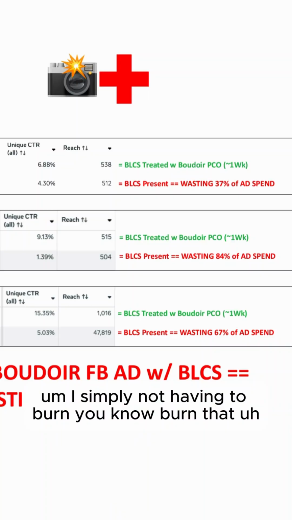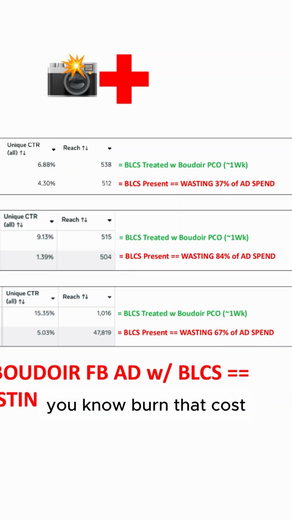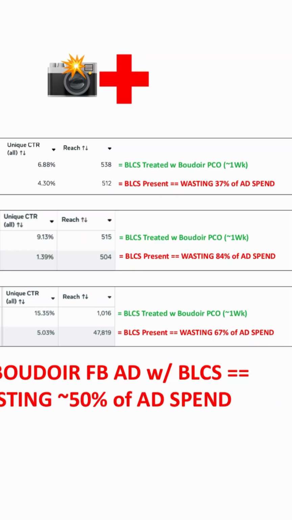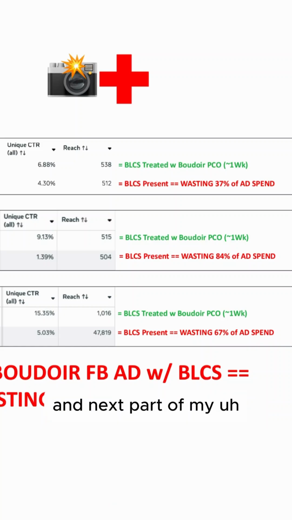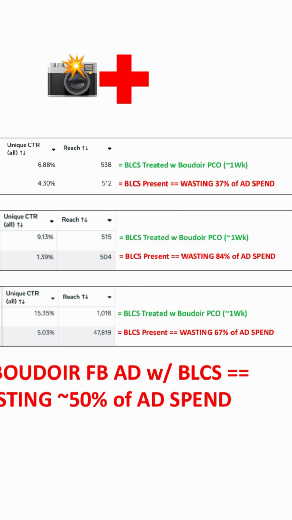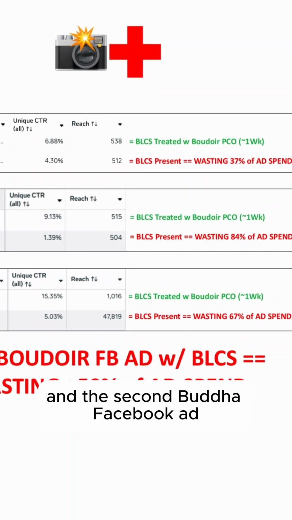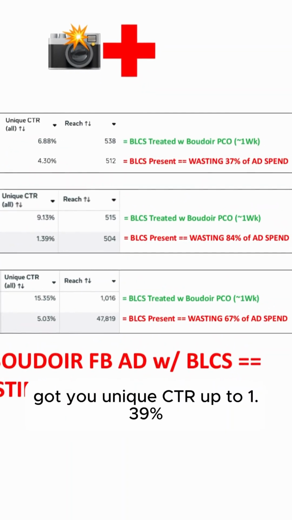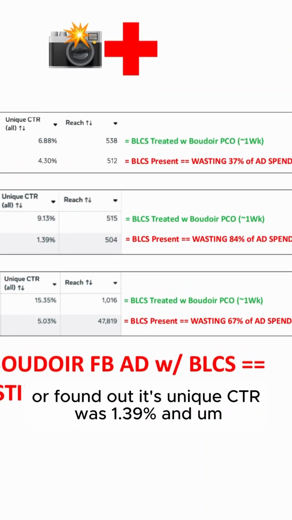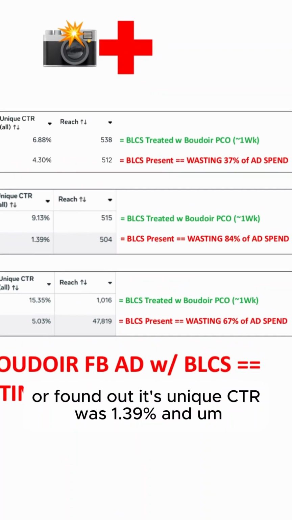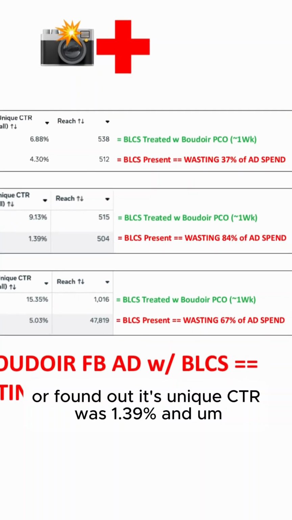By simply not having to burn that cost. And next part of my residency, the second Boudoir Facebook ad got unique CTRL up to 1.39%, or found out its unique CTRL was 1.39%.